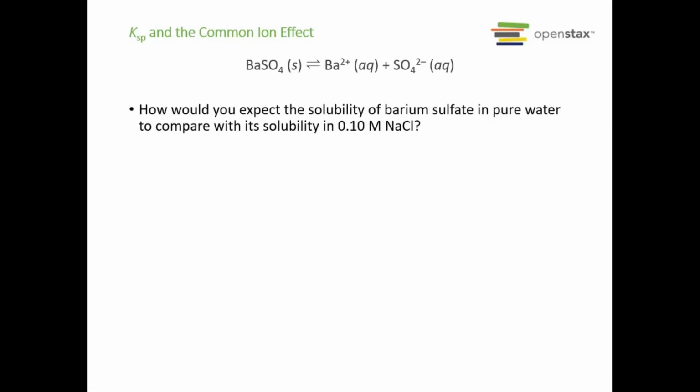Now, what if we took it from water and put it in sodium chloride? Nothing will happen with its equilibrium. There's not going to be a change because there is no common ion.